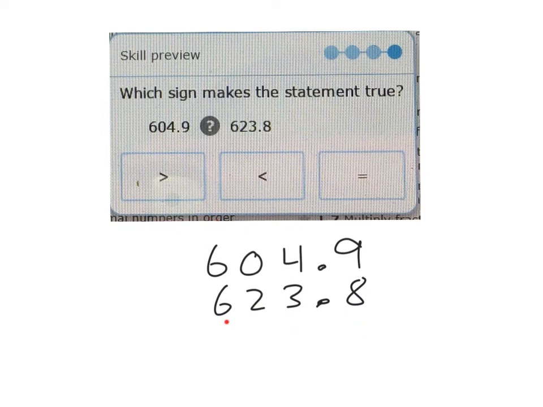I'm going to start by looking at my hundreds. Same. Then I look in the tens. 23 is obviously, or 20, obviously bigger than 0. 2 bigger than 0. So this one, as we said, is the bigger one. So we're going to write this one, which is this one. 604 and 9/10 is smaller than 623 and 8/10.